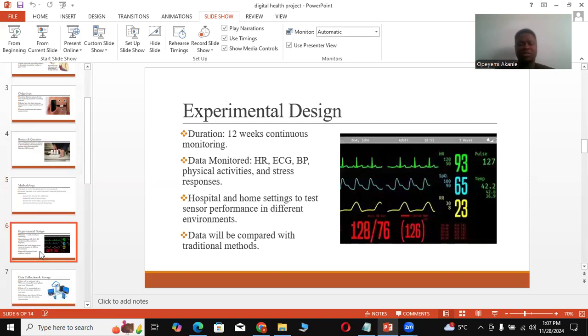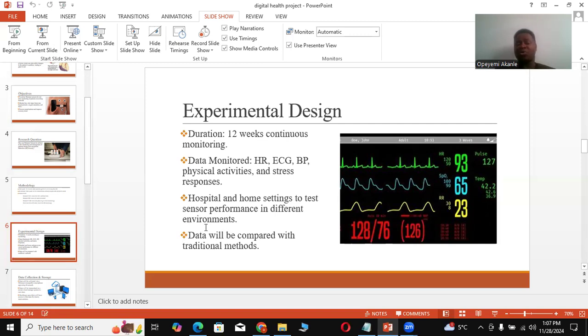So the experimental design, so we're going to monitor these patients for 12 weeks, continuous monitoring. So we are going to monitor data which include heart rates, ECG, blood pressure, physical activity, and stress response. So we're going to monitor these patients both in the hospital and in their homes as well, so that we can compare both the hospital monitoring and the home care environment.